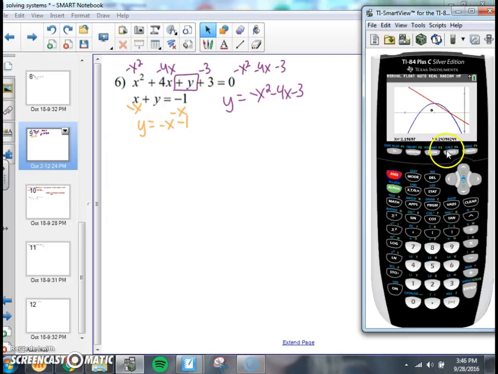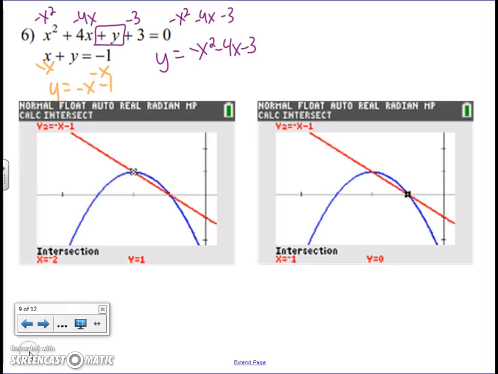So I'm going to do my second trace 5 option to find those 2 intersecting points. My calculator shows me that each intersect point has its own coordinates. So my 2 solutions for this function is going to be negative 2, 1, and it's going to be negative 1, 0.